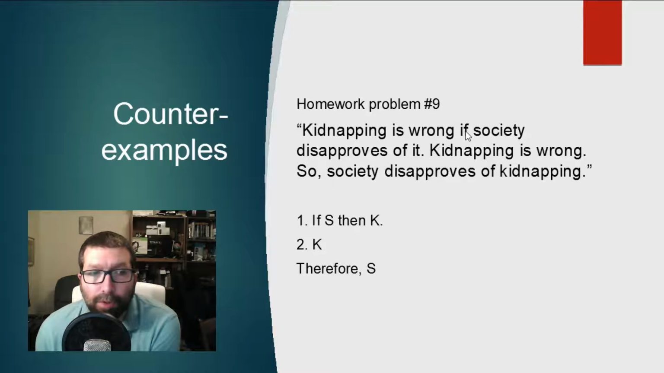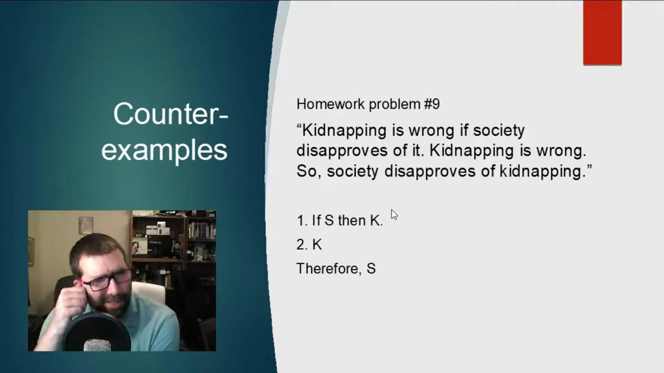introduces the first part of the if-then statement. So in English, sometimes they say "if such and such, then such and such," or sometimes instead they'll reverse the order, and the "then" is understood. So: kidnapping is wrong if society disapproves of it. If society disapproves of kidnapping, we'll call that S, then K, kidnapping is wrong. And then kidnapping is wrong. There we go. Therefore, S, society disapproves of it. So this is the argument form.